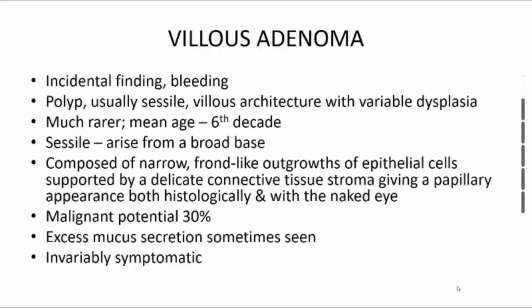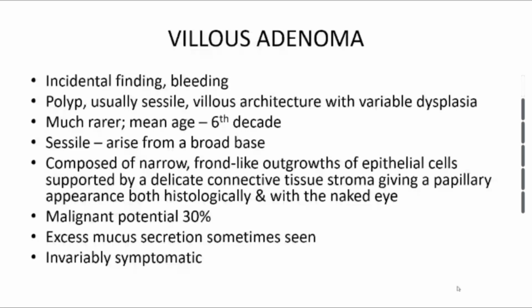This one is much rarer. The mean age is around the 6th decade, which is when most people will present with this villous adenoma. Sessile means arising from a broad base, so it doesn't have a stalk. It is composed of narrow frond-like outgrowths of epithelial cells supported by a delicate connective tissue stroma, giving a papillary appearance both histologically and with the naked eye. So when you look with the naked eye, that is how it will look.